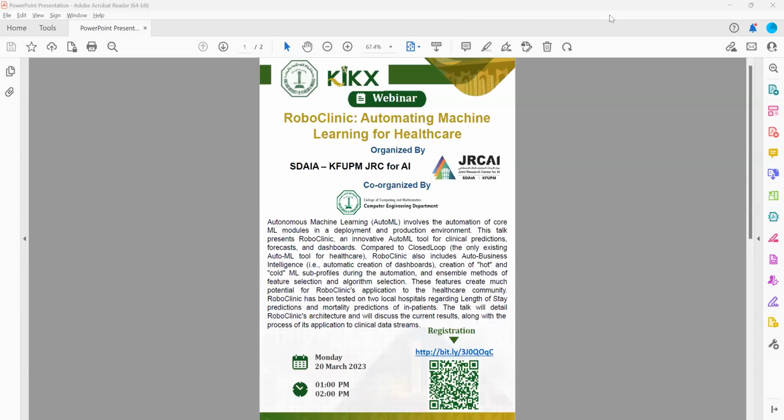And it discussed its potential applications in healthcare. RoboClinic has been tested on 2 local hospitals regarding length of stay predictions and mortality predictions of inpatients, and the results have been very promising. The webinar will be divided into 2 parts. There will be a talk of about 40 minutes on the same topic, followed by a Q&A session of 20 minutes.